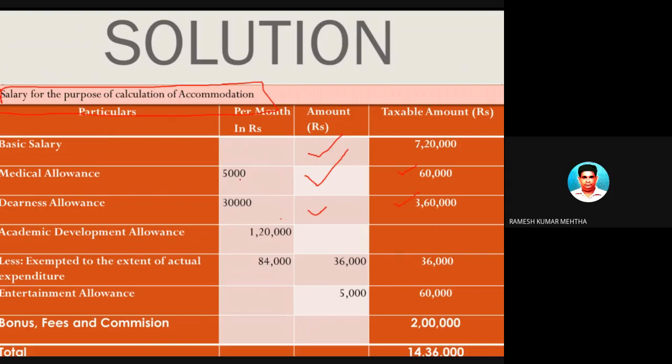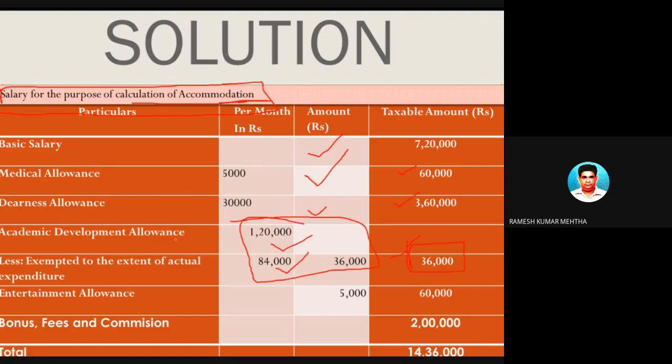That I have considered. Now look at this particular element, which is very important. Academic allowance: he has received 1,20,000, but how much has he spent? Only 84,000. So in this column, do you consider 1,20,000, or 84,000, or 36,000? Please remember, out of 1,20,000, he has spent 84,000, so only 36,000 is income, and tax will be on 36,000 only. So the taxable part of academic development allowance is only 36,000. This amount only you should take in the taxable column for the purpose of calculation of accommodation. So that is what I have taken.